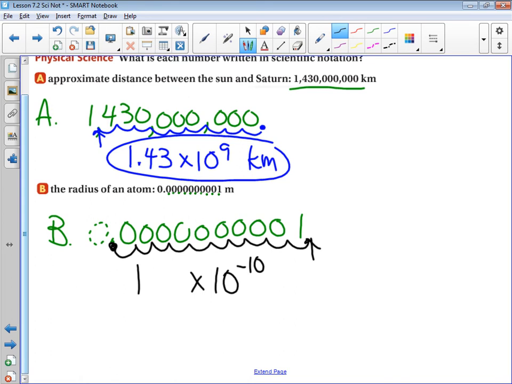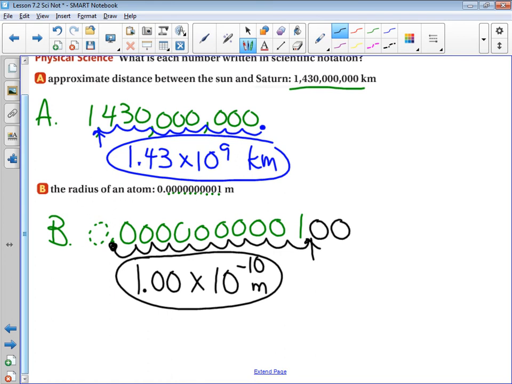Now look at the first part of my scientific notation. Where's the rest of it? Well, with decimal numbers, it's okay to add zeros at the end. It doesn't change the value. So I'm just going to add in 1.00. And that is the radius in meters of an atom in scientific notation.